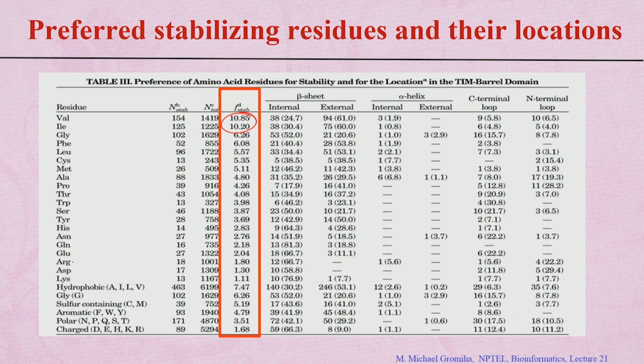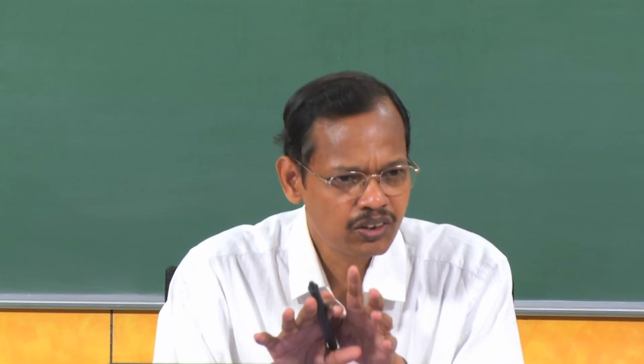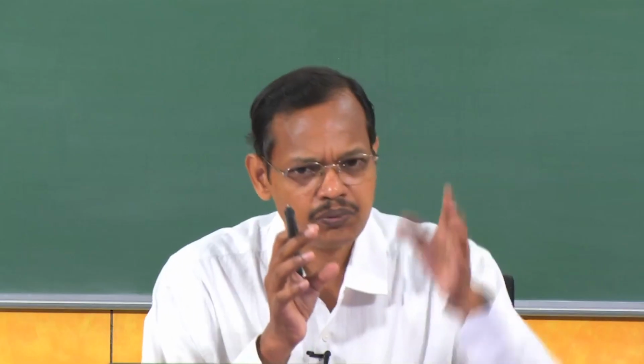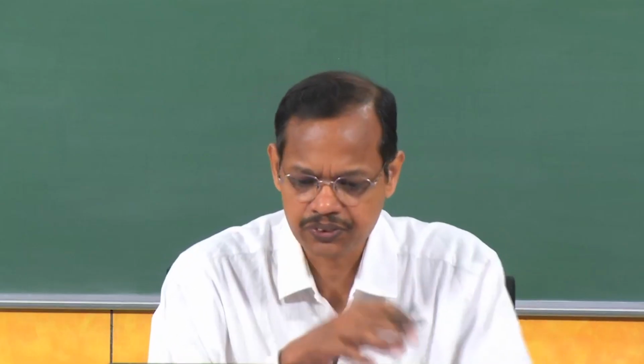For example, if you see arginine and glutamic acid, here also you can see the preference, but less compared to the hydrophobic residues. This tells you that not only the hydrophobic residues, but also the charged and polar residues are involved in stabilizing these particular proteins. Then we group the residues into hydrophobic, sulfur containing, aromatic, polar and charged. Here also you can see the preference of these residues to be involved as stabilizing residues.